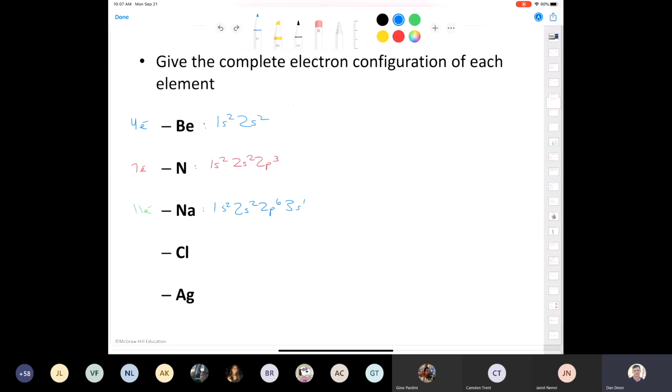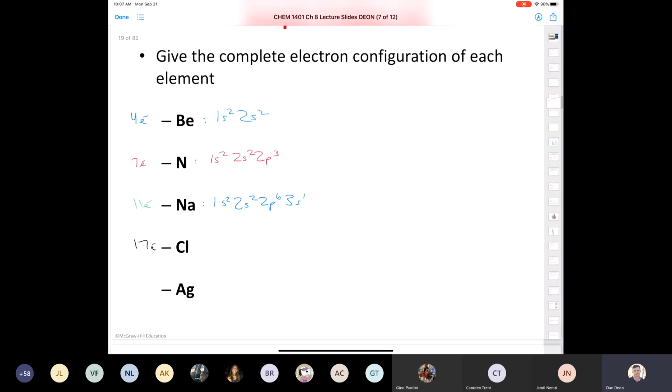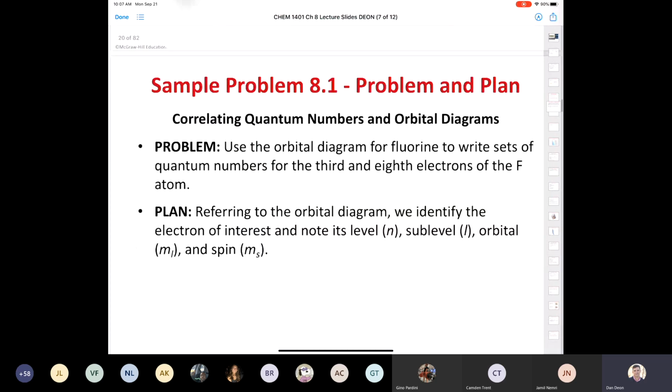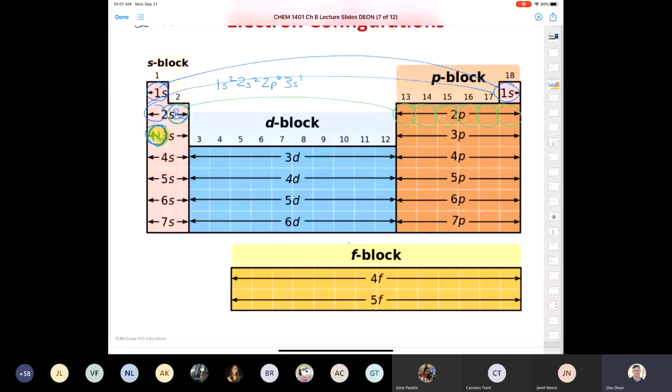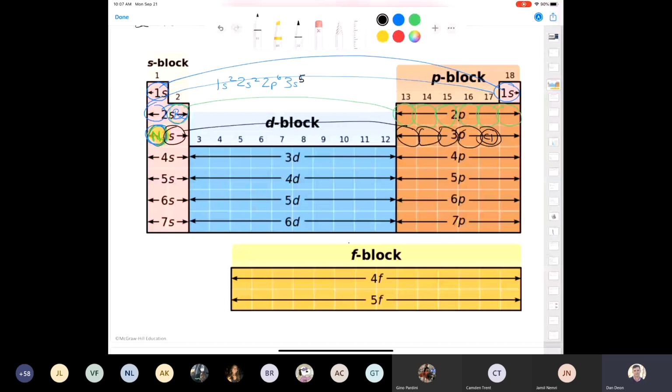Let's give chlorine a try. So chlorine is element number 17, like that. It's got 17 electrons. Again, you're going to need a periodic table. Chlorine is right here. Okay, so this is chlorine, like that. So I'm going to go from 3s1 to 3s2 over 3p1, 3p2, 3p3, 3p4, 3p5. So I go to 3p5, like that.